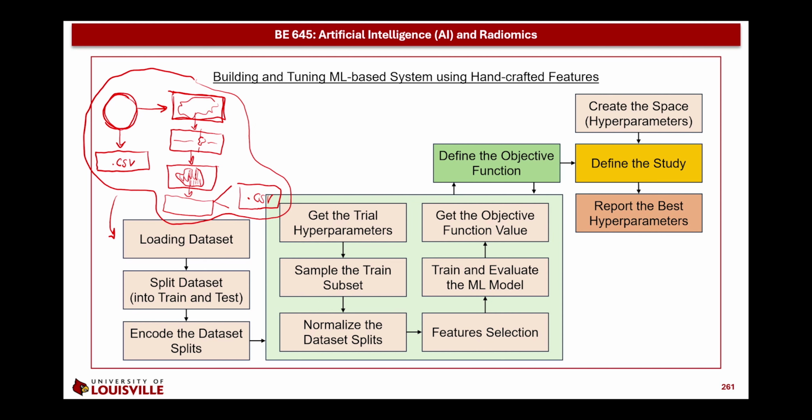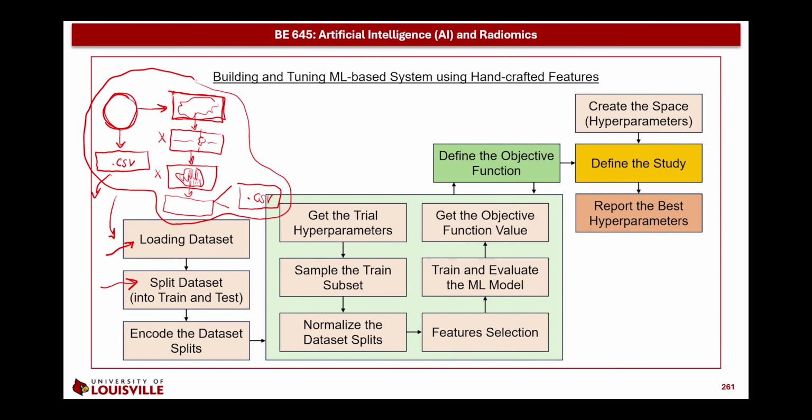Also, when we noticed that some data didn't get masks, we applied the feature extraction on the whole image. So we bypassed this step and that step. By doing all of that, we finally got a dataset. So the first step in building and tuning a machine learning based system using handcrafted features is to load the dataset. And after loading the dataset, we split it into training and testing.